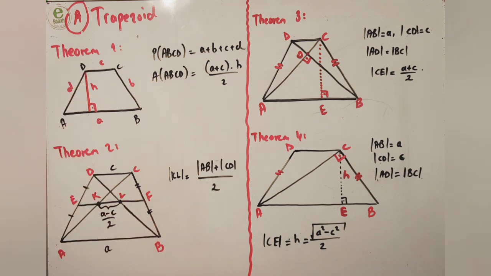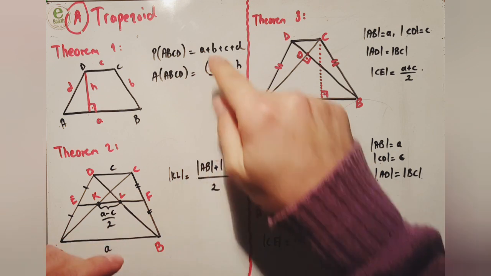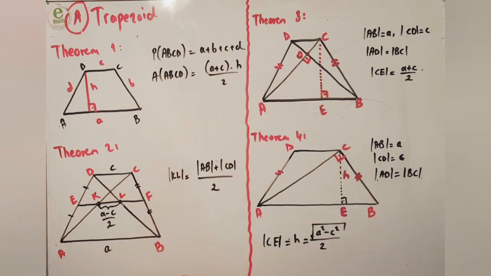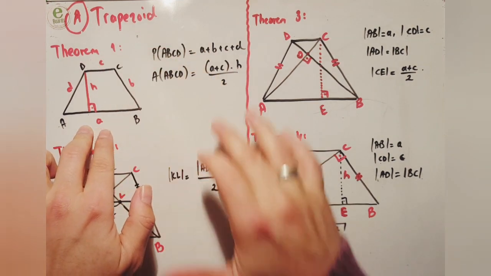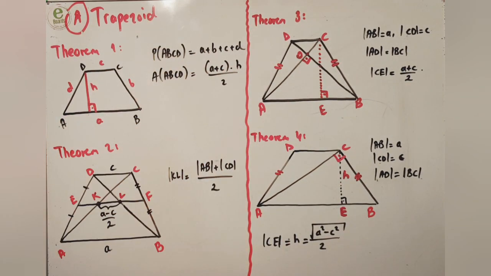The altitude is h. To find the perimeter of a trapezoid, we take the sum of all the sides, which means a plus b plus c plus d. For the area, we take the lower base and the upper base, a plus c, times the altitude, divided by 2, which gives us the area of the trapezoid.